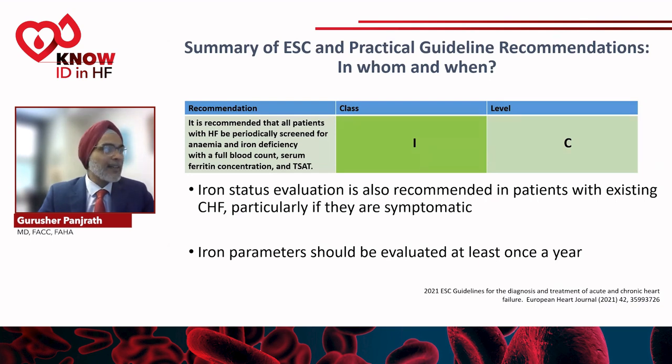Both ACC/AHA guidelines and ESC guidelines have given recommendations for iron deficiency now. And this is from the ESC guidelines, which recommend that all patients with heart failure be periodically screened for anemia and iron deficiency with a full blood count, serum ferritin, and transferrin saturation. And it was given a class 1C recommendation.